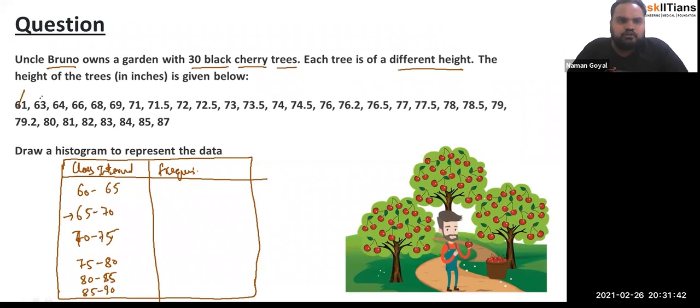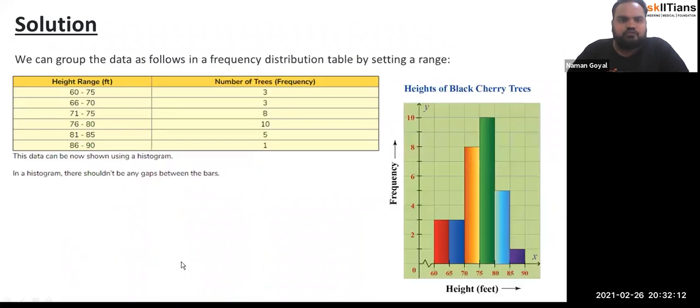So 1, 2, 3. Now 65 to 70: 1, 2, 3. 70 to 75: 1, 2, 3, 4, 5, 6, 7, 8. 75 to 80: 1, 2, 3, 4, 5, 6, 7, 8, 9. 80 is not included in this one, right? 80 to 85: 1, 2, 3, 4, 5, and 2, right? So if you see, 76.